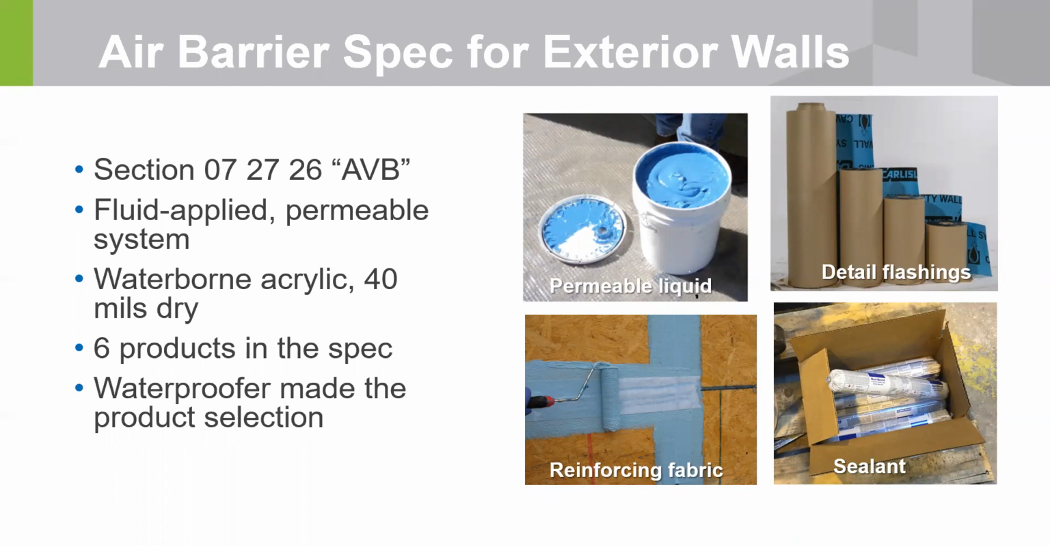The material that was going to be the main air barrier in the opaque walls is a waterborne acrylic, and it cures out to 40 mils dry, so it's a pretty high build coating. Compare that to latex paint, which is maybe 4 mils, so it's 10 times thicker. It's like putting on 10 coats of paint. Like I said, there were other products in the spec, 6 of them actually. This is pretty conventional technology, and it was the waterproofer Alpha who made the product selection.